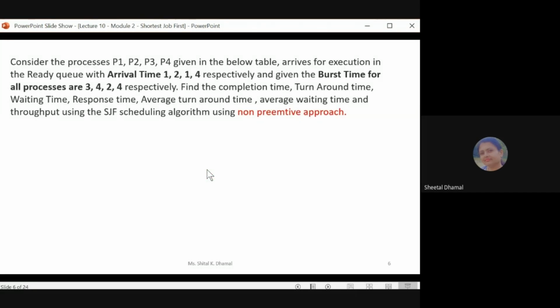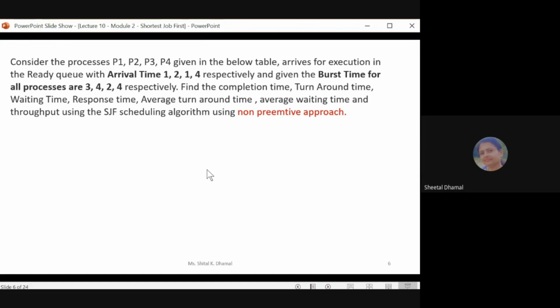Consider the processes P1, P2, P3, P4 given in the below table. They arrive for execution in the ready queue with arrival times 1, 2, 1, 4 respectively, and the burst times for all processes are 3, 4, 2, 4 respectively. So find the completion time, turnaround time, waiting time, response time, average turnaround time, average waiting time, and throughput using the shortest job first scheduling algorithm.